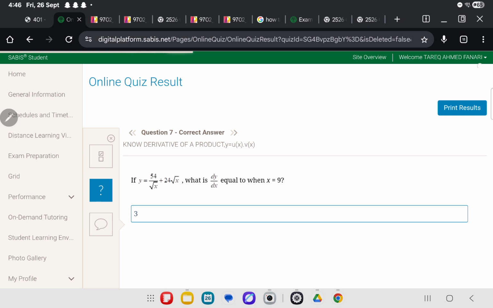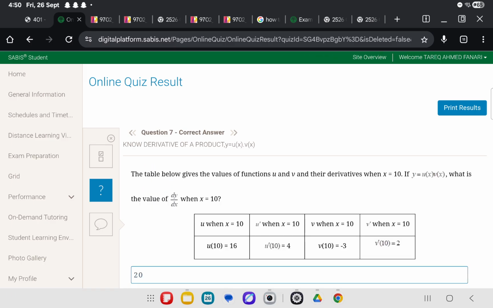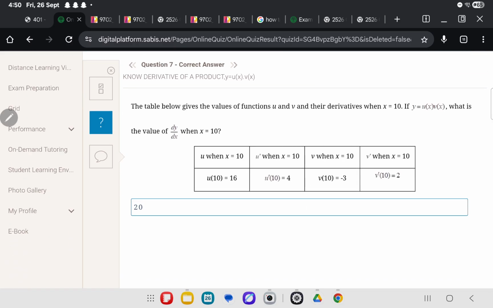Okay, question 7. Okay, this is the same exact one. The table below gives the values of functions u and v and their derivatives when x equals 10. If y equals u of x multiplied by v of x, what is the value of dy by dx when x equals 10? Okay, same exact thing.